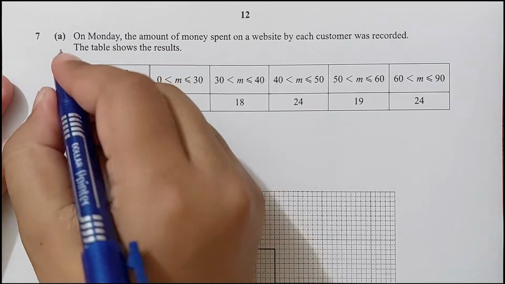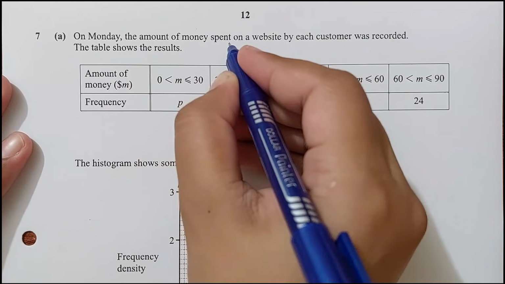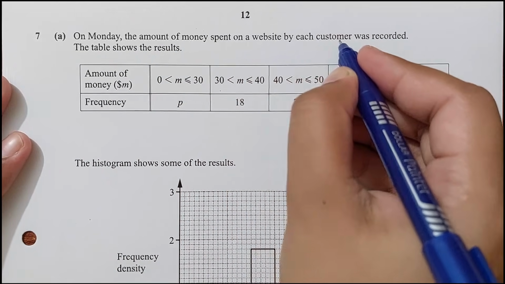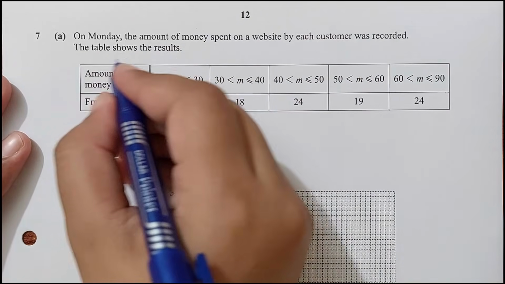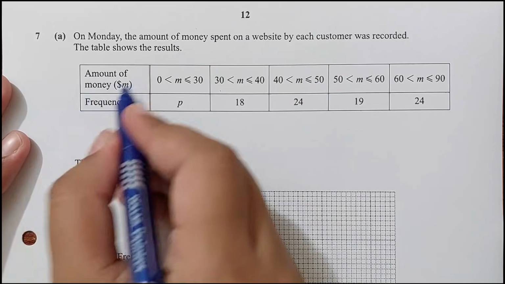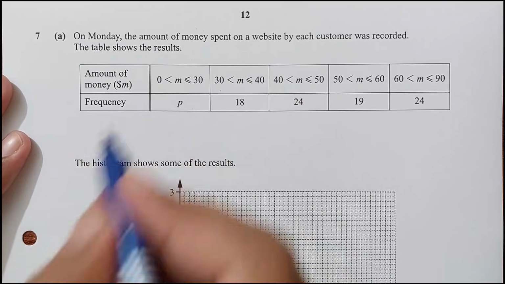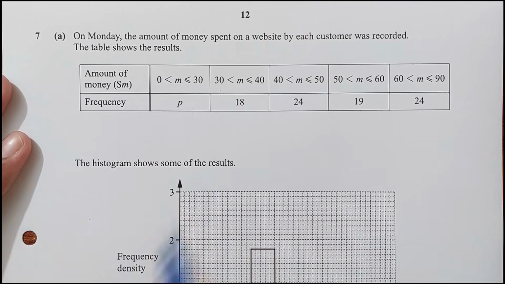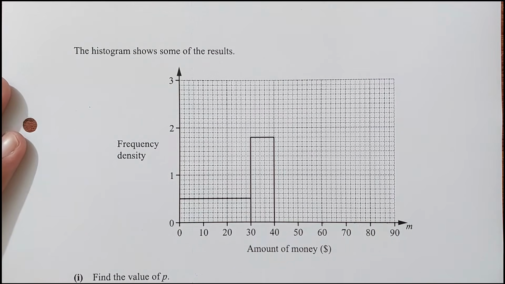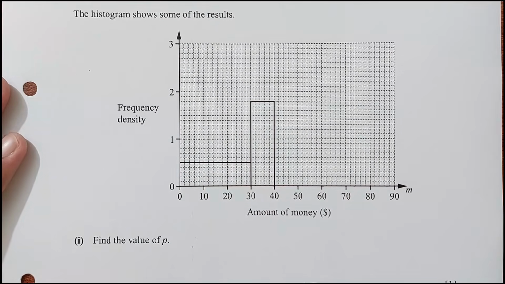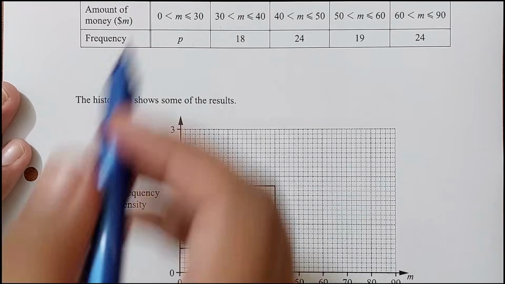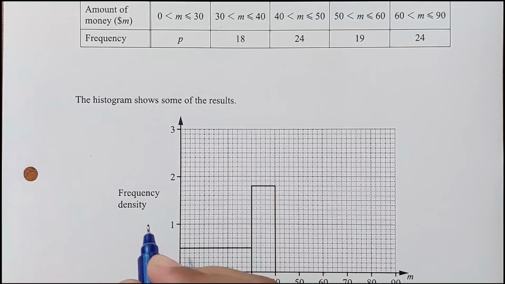Question number 7, part A. On Monday, the amount of money spent on the website by each customer was recorded. The table shows the result, amount of money in dollars and the frequency. The histogram shows some of the results. Okay, frequency density and amount of money. Part 1, find the value of P. Okay, the P is over here and we have to use the histogram.